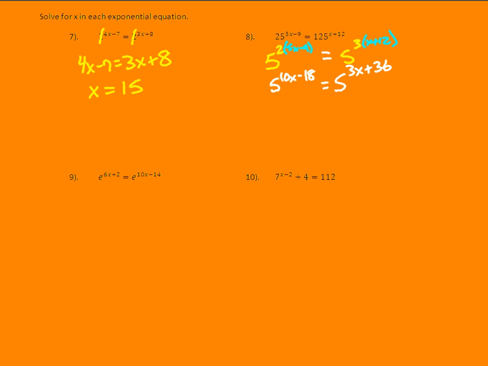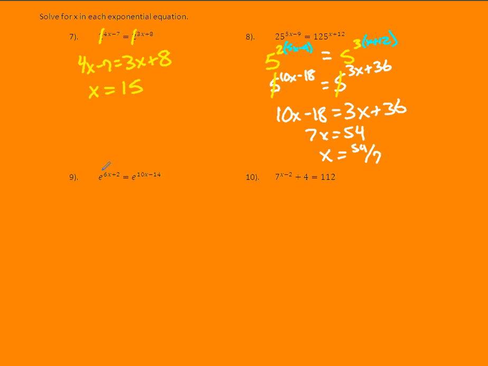And again, now that my bases are the same, my exponents have to be the same, so all I have to look at is 10x minus 18 equals 3x plus 36. Okay, I should subtract over, I should get 7x equals 54, which means x equals whatever the fraction is, 54 over 7.